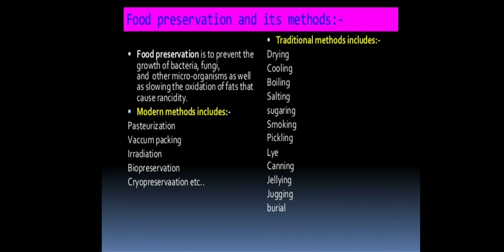नेक्स्ट इज द फूड प्रिजर्वेशन एंड इट्स मेथड. Food preservation is to prevent the growth of bacteria, fungi and other microorganisms as well as slowing the oxidation of fats that cause rancidity.